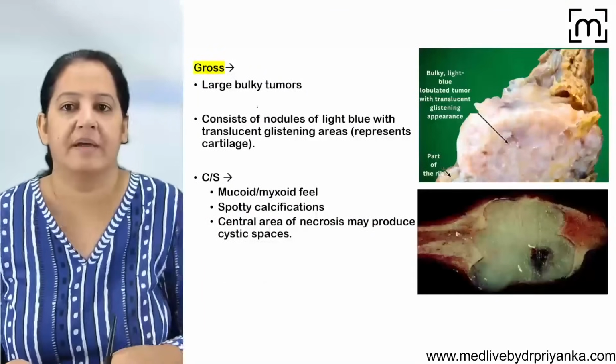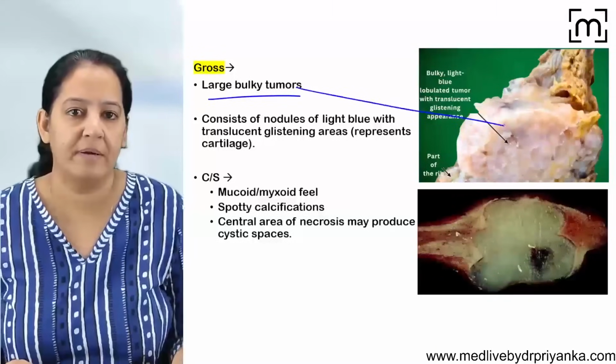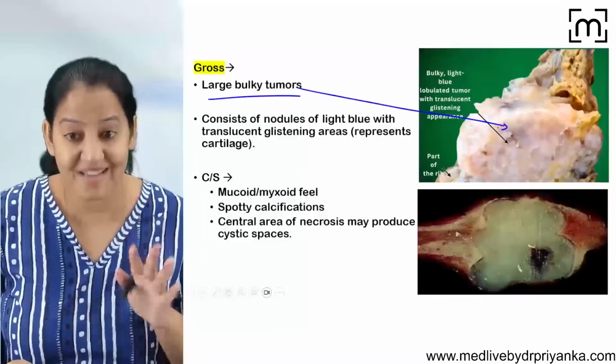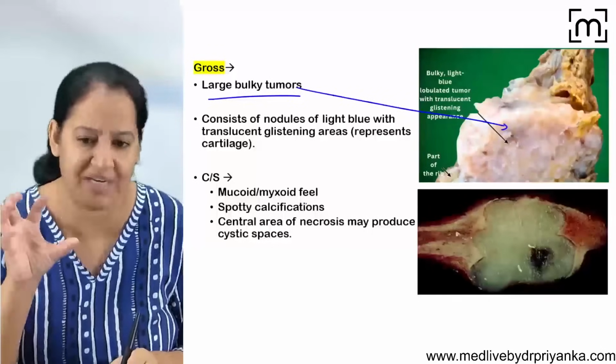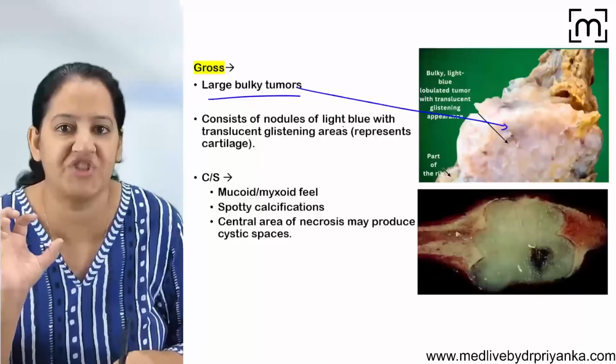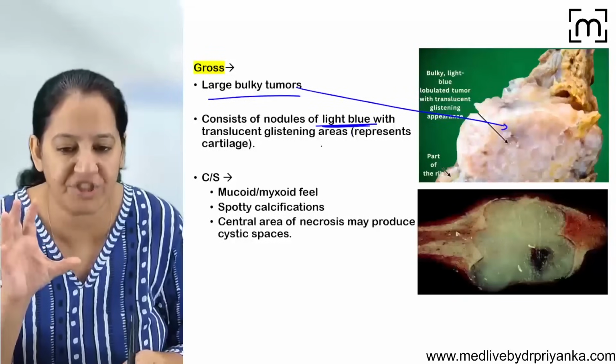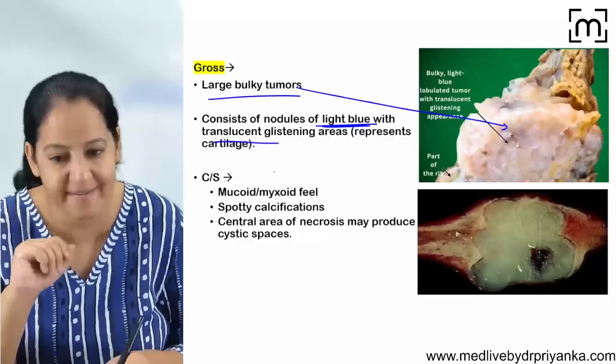Coming to the gross, it's a large bulky tumor, but on the cut surface, since it's cartilage, the cut surface is bluish in nature. It has a bluish tinge. It has a light bluish translucent tinge. Have you seen cartilage?